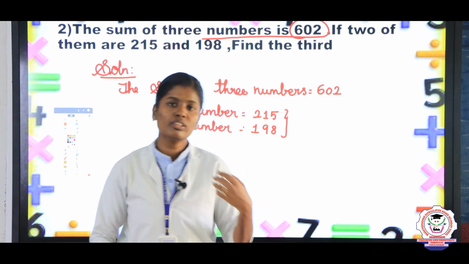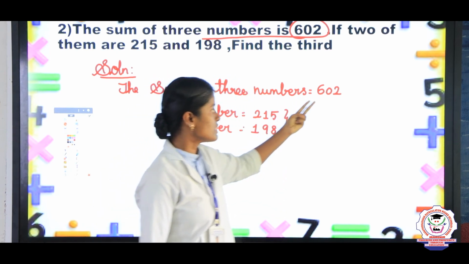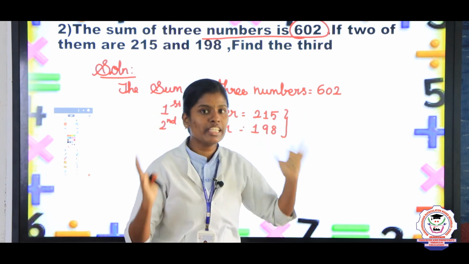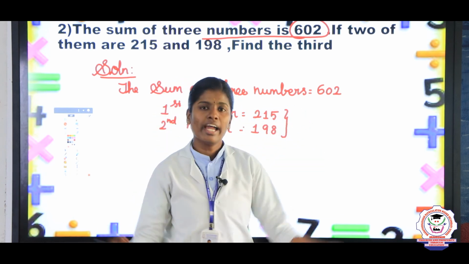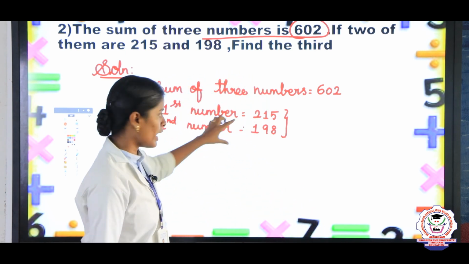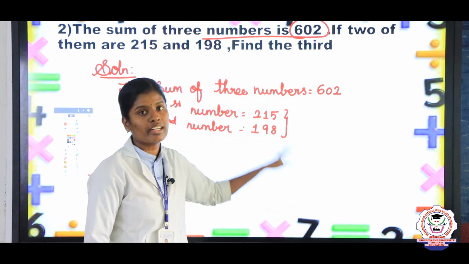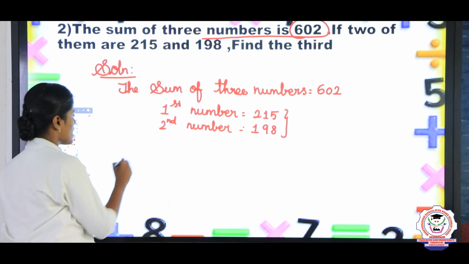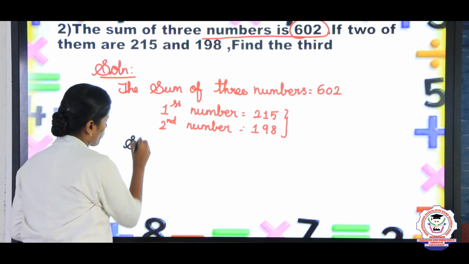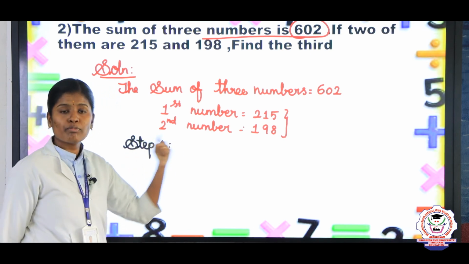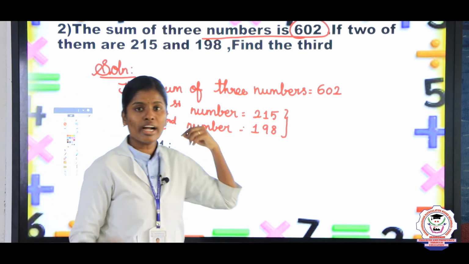So step 2, first you will write the total of the numbers. Okay, the sum of 3 numbers is 602, and finally in step 2, if you add the two numbers, you will get one number, right? Write that number. Okay, so listen here. First step, step 1. So what is step 1? Step 1 is do addition.